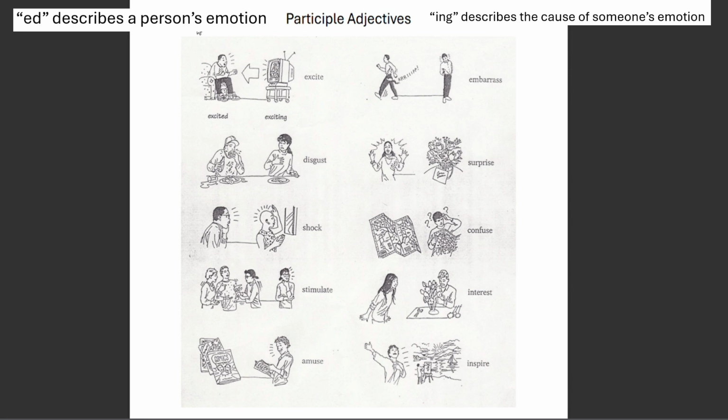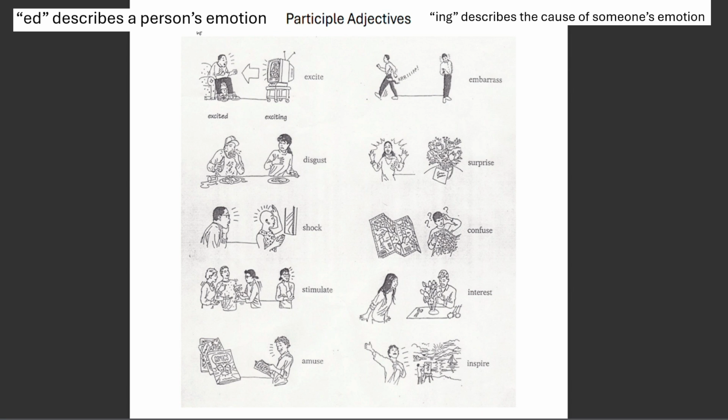Okay, same thing with shock. You can see that the guy is having the emotion, right? He's shocked. So we use the ed to describe his emotion. So we say he's shocked. And the girl is shocking. She is a person that causes other people to have an emotion, right? So we say she is shocking. She's not doing anything, right? That's her personality. That's the way she is. So we describe her as being shocking, because the guy is shocked.